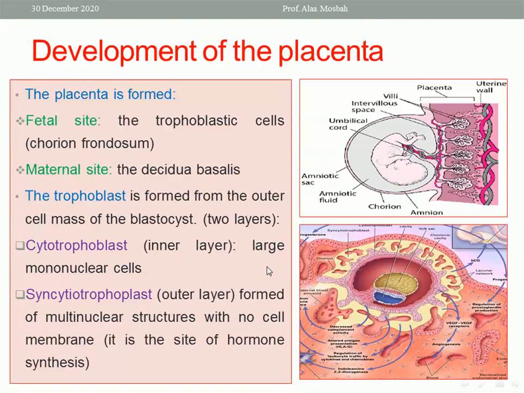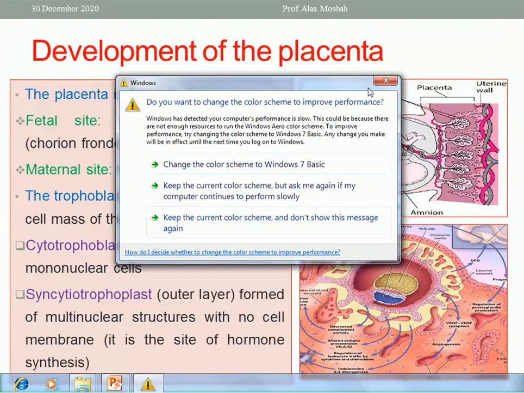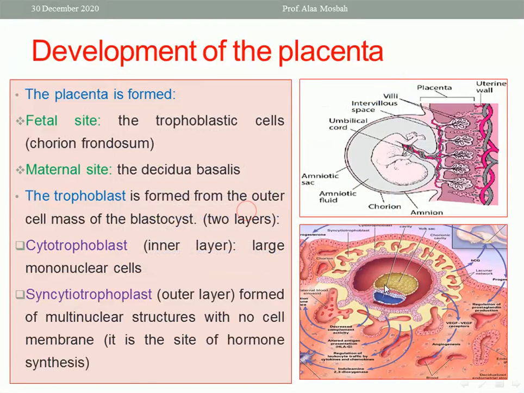Okay, what about the maternal side? It is formed from decidua basalis, which is the continuation of secretory endometrium that becomes decidua, and the site of implantation is called the decidua basalis. Okay, what about the trophoblast, which is the fetal side? The trophoblast, as you see here, is formed of outer syncytial trophoblast and the inner cytotrophoblast.